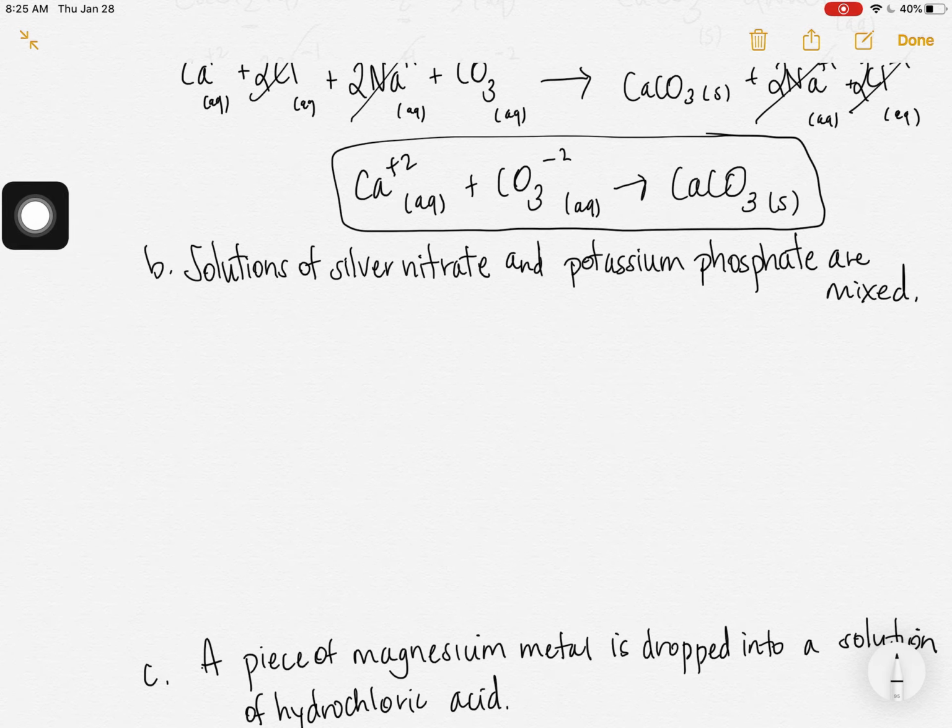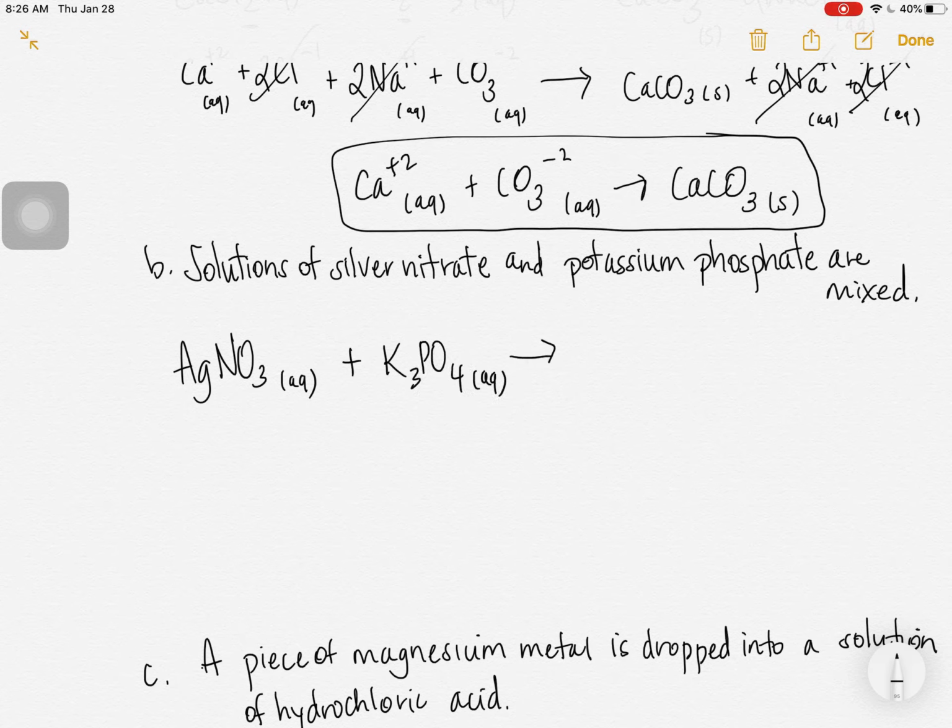So, B, solutions of silver nitrate and potassium phosphate are mixed. Okay, silver nitrate, +1, -1, aqueous, plus potassium phosphate, K +1, phosphate -3, K3PO4, aqueous. Double replacement, switch my products. Potassium and nitrate, +1, -1. And silver and phosphate. Silver is +1, phosphate is -3. I know this is going to be aqueous. It's a group 1 and a nitrate. See how quickly I'm moving? Because this is stuff we should know. Silver phosphate, I don't know, I got to look it up. Find out that it is in fact a solid.